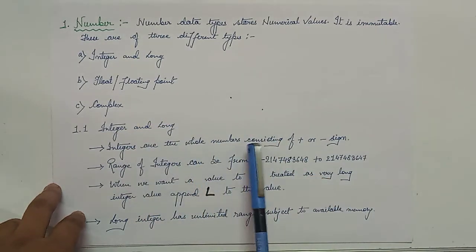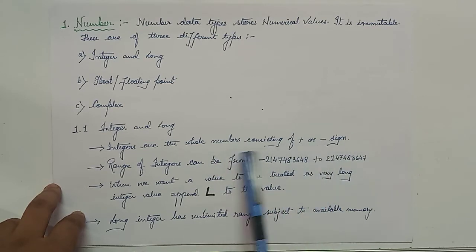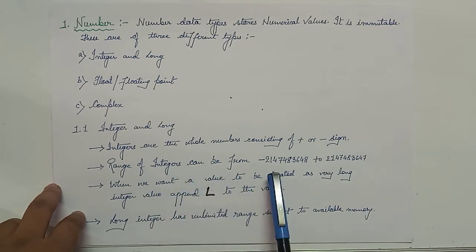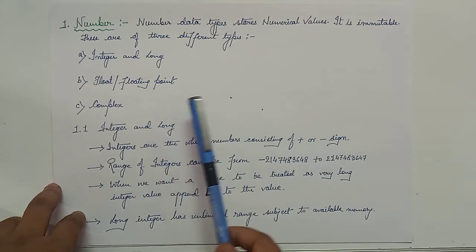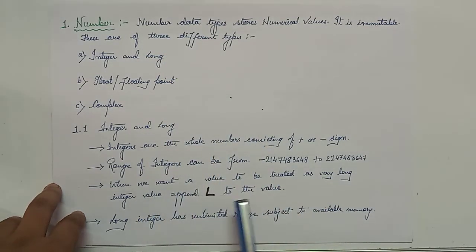Integers are the whole numbers consisting of the positive or the negative sign. These are the integer numbers, basically the whole numbers. Now the range of integers can be from, this is what the range of the integers. And sometimes if you want to store a long integer, then the value at the end we have to append an L. Let me show you.